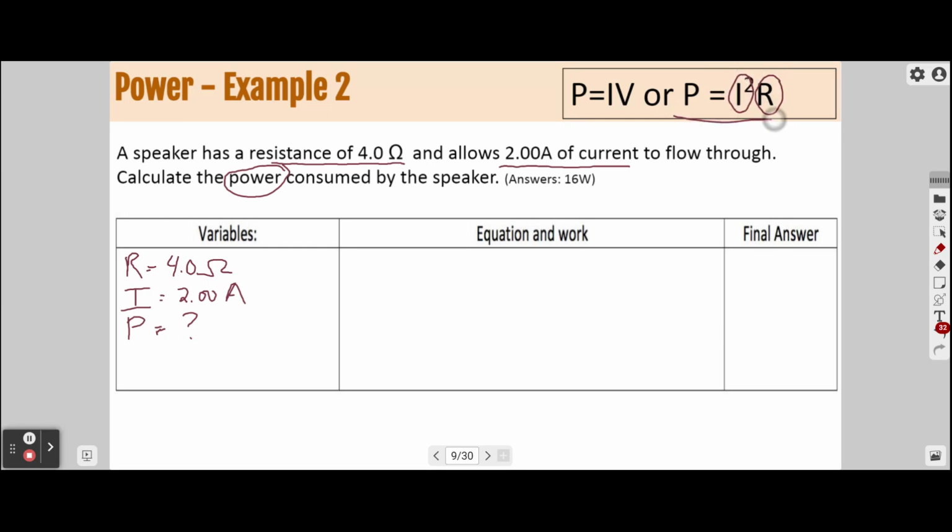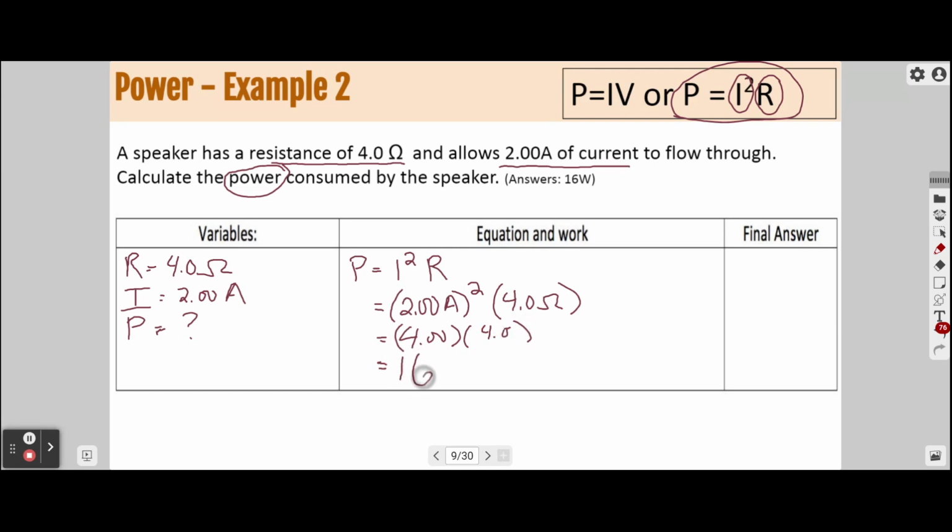So again, we're going to be using the same formula here, but in this case, we don't have to rearrange the formula because we're trying to find P. So we'll just write the formula as is. So power is equal to I squared, so current squared, so 2.00 amps squared times our resistance of 4.0 ohms. So 2 squared is just 4. And then we're going to multiply by 4. We shouldn't even need our calculator here. So 4 times 4 is 16.